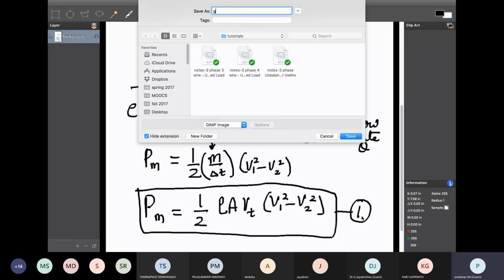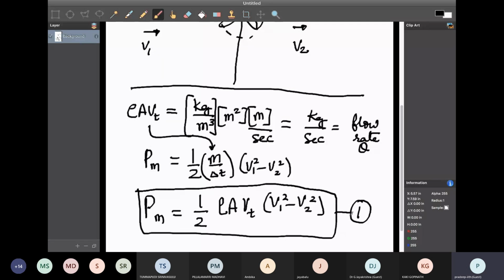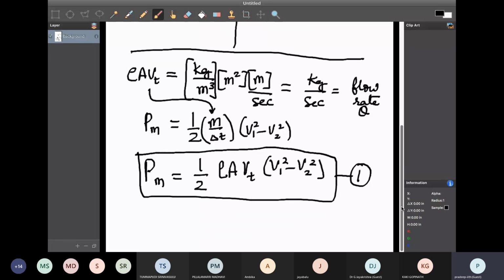I'm just saving this file so that we don't lose it again. Okay, please bear with me, we will continue our analysis a little bit more.